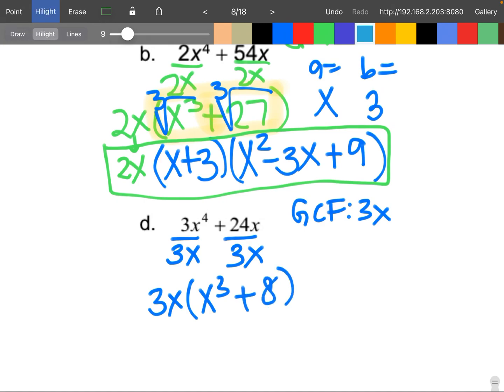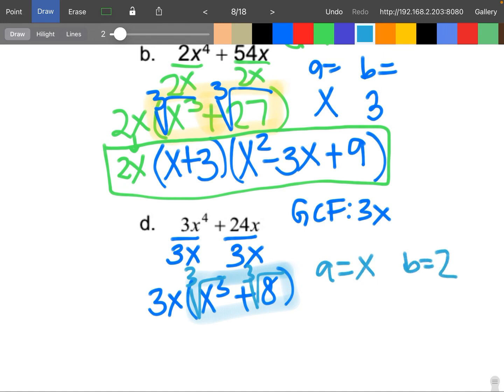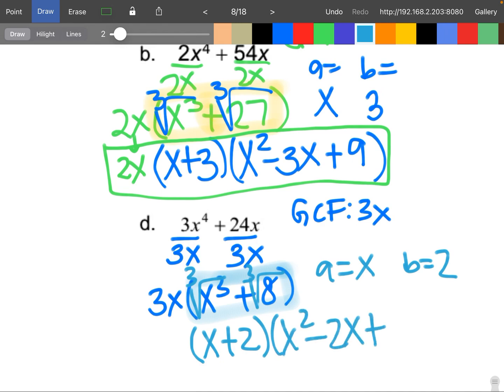Again, what's in parentheses is the sum of cubes. So I can take the cube root of both x to the third and 8. The cube root of x to the third is x, and the cube root of 8 is 2. So factoring x cubed plus 8 using the formula is going to be x plus 2 times x squared minus 2x plus 2 squared, which is 4.